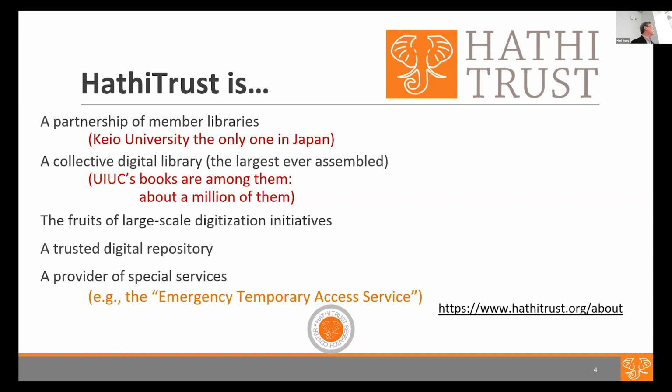And one service that became very famous in the United States, the Emergency Temporary Access Service during COVID-19, member libraries were given access to the digitized books, even if they were in copyright. And that service was very widely acclaimed. And it also is the host of the HathiTrust Research Center, where I work.